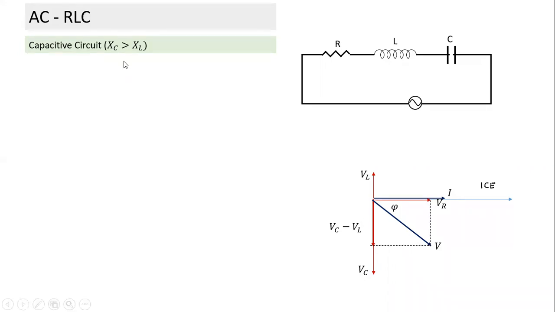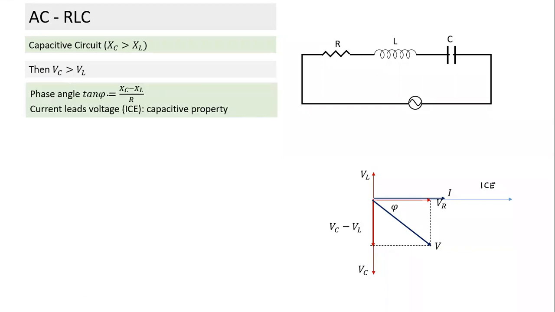We will not do resonance today. We'll do resonance next Monday or so. It's easy to understand. In the case of resonance, the current and power consumption also become maximum. So this is a capacitive circuit. VC will become greater than VL, and the phase angle phi becomes (XC minus XL) by R. So current leads voltage. That's a capacitive property.